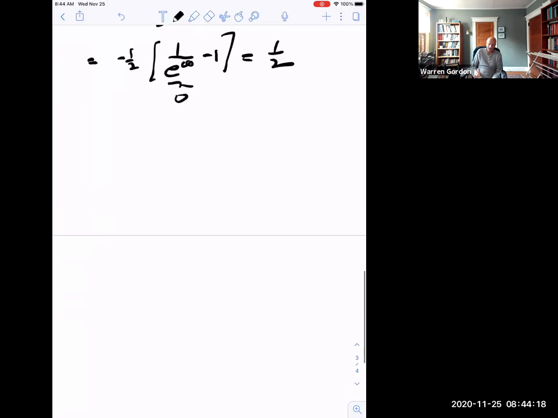Similarly, I can also have integrals like the following kind. Say the integral from minus infinity to, say, to minus 1 of 1 over x squared. I would do this problem exactly the same way. I'd say, okay, let's replace the minus infinity by n. We'll let n go to minus infinity.